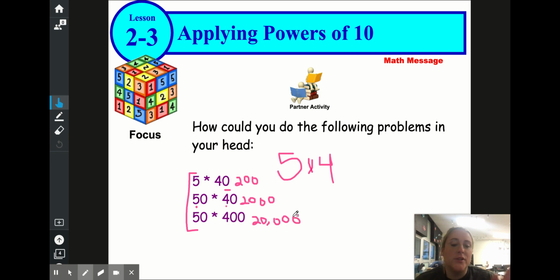Notice, using your information from lessons 1 and 2 and powers of 10 knowledge now, you can see that this is up by 1 power of 10, 10 to the second, and 10 to the third. We're adding on that many zeros.